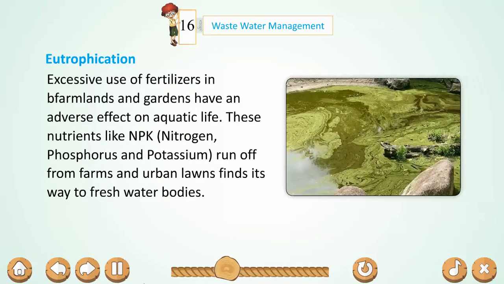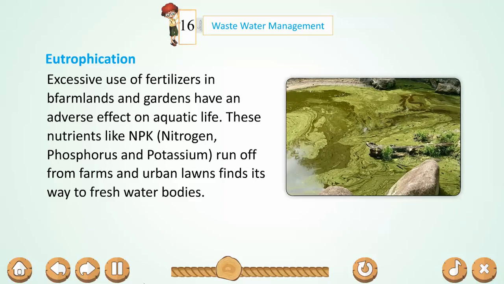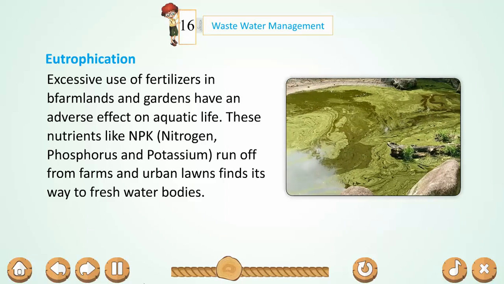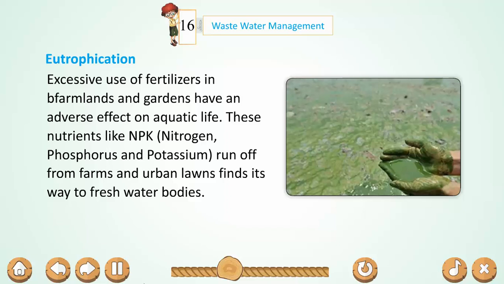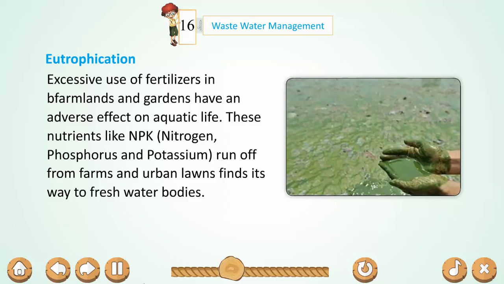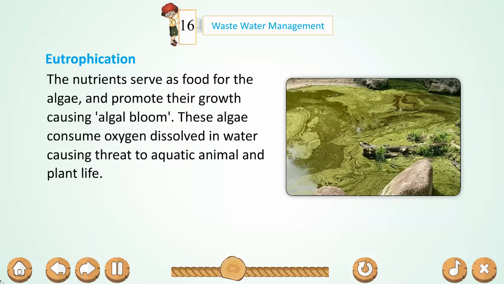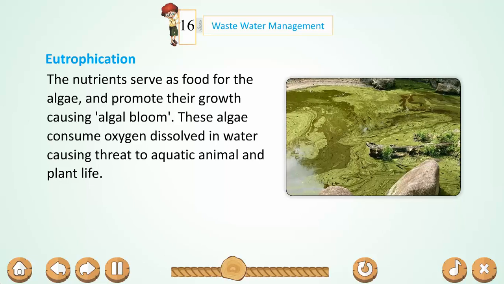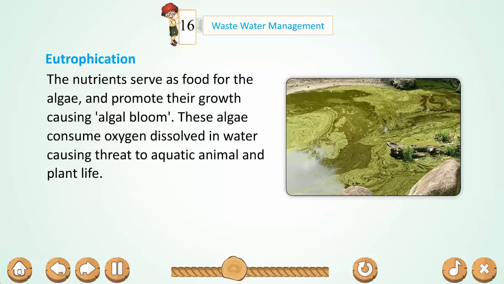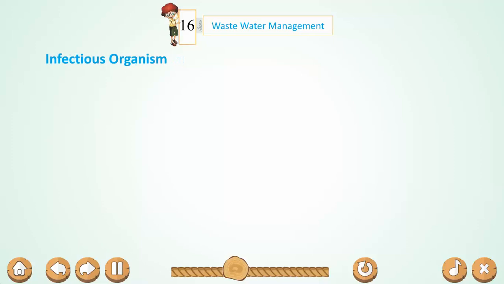Eutrophication. Excessive use of fertilizers in farmlands and gardens has an adverse effect on aquatic life. Nutrients like NPK, nitrogen, phosphorus and potassium, run off from farms and urban lawns and find their way to freshwater bodies. The nutrients serve as food for the algae and promote their growth, causing algae bloom. These algae consume oxygen dissolved in water, causing a threat to aquatic animal and plant life.